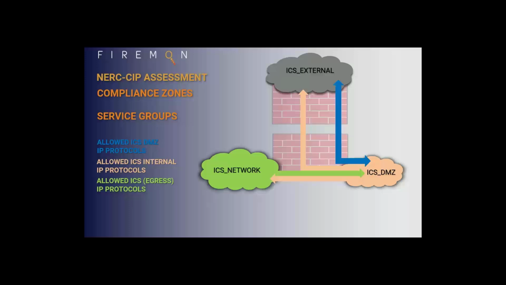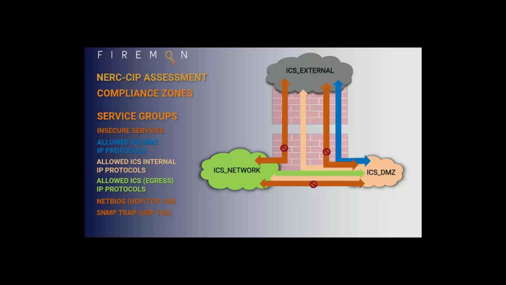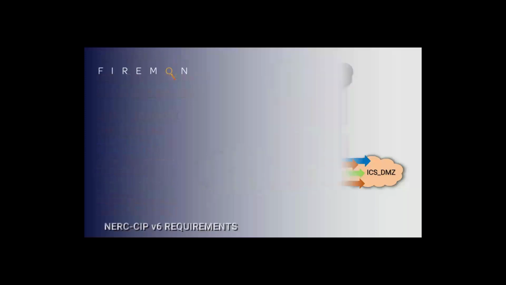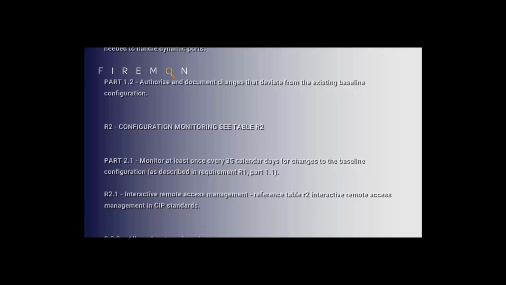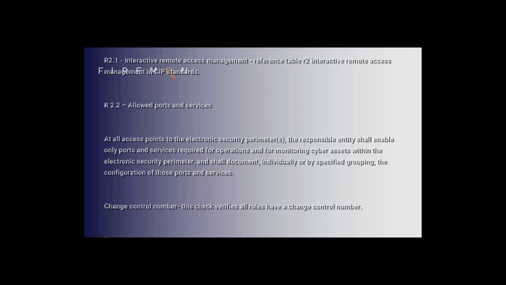There are no services assigned to these groups by default, hence it'll be necessary to assign the relevant services to each group and assign network segments to define the related compliance zones. The Insecure Services group contains NetBIOS, which runs on TCP and UDP 139, and UDP 162, which is SNMP trap. The assessment will verify whether these are blocked between all zones. And here are the requirements we can check for the North American Reliability Corporation Critical Infrastructure Protection Standard.